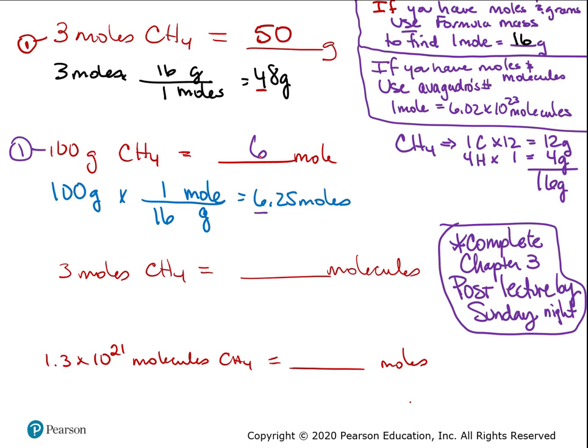Now when I go down to the next one, I see moles and molecules. So I know I don't use the formula mass. I'm just going to use Avogadro's number. So I wrote it up there. 1 mole of anything is 6.02 times 10 to the 23rd molecules. So I'm just going to take 3 moles because that's where I'm starting. Times in a line. What do I put on the bottom this time? Moles goes on the bottom because that's what I start with. Whatever you start with goes on the bottom in the first step. And then my answer goes on the top.